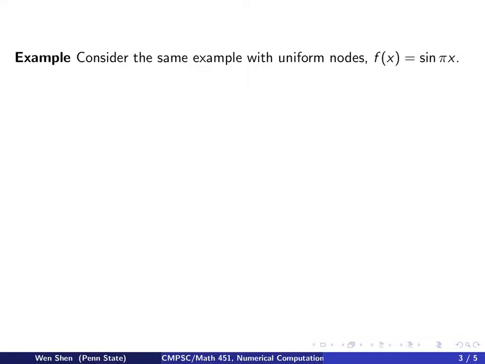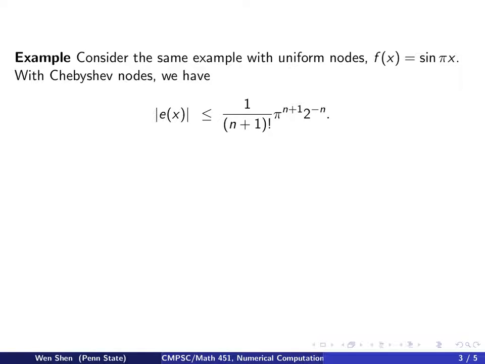Okay, let's take the same example that we did with the uniform nodes. That is, f of x equals sine pi x. And we want to have an error bound if we use Chebyshev nodes, n plus 1 of them. By using the formula we had, we can plug it in because we have the bound on the n plus 1 derivative of f, which is just pi to the power n plus 1. And that's the bound for the product term. So we easily get this.